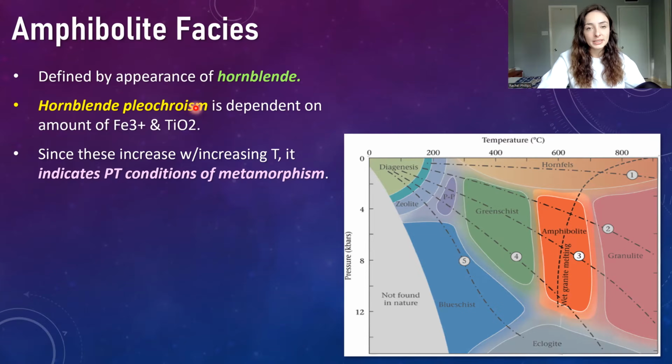Hornblende pleochroism is something I talk about in my optical mineralogy #1 video, and I'll link it up here to the top right if you want to check it out. Pleochroism is its color under plain polarized light and how it changes color as you rotate the stage. It is dependent on its relative amount of ferric iron, or oxidized iron 3+, and titanium oxide. And since these components increase with increasing temperature, that indicates the pressure and temperature conditions of the metamorphism, or at least the temperature conditions.